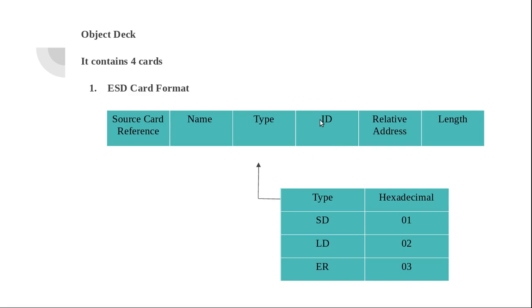Then ID. ID is used to identify the symbols in the ESD card. So we will be assigning an ID to each symbol in the ESD card. Relative address is the relative address of the symbols mentioned in the ESD card. Then length is the length of the symbol.